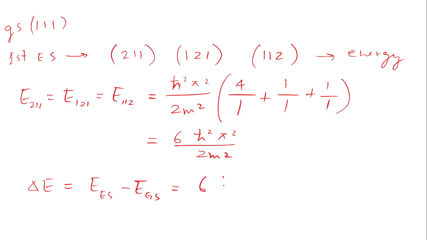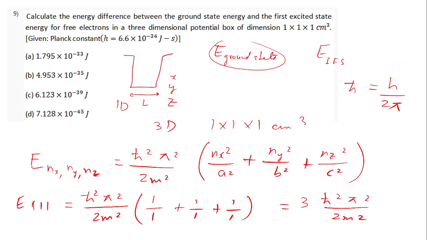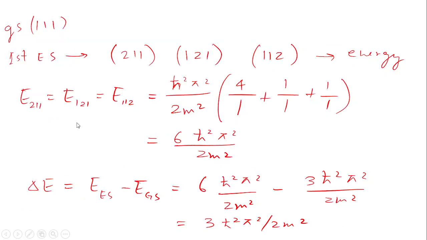Excited state is this. Ground state has 3 h bar square pi square divided by 2m square. When we subtract, we'll get 3 h bar square pi square divided by 2m square. Okay, so this is the formula we got. Now we need to put these values and find out in definite terms.